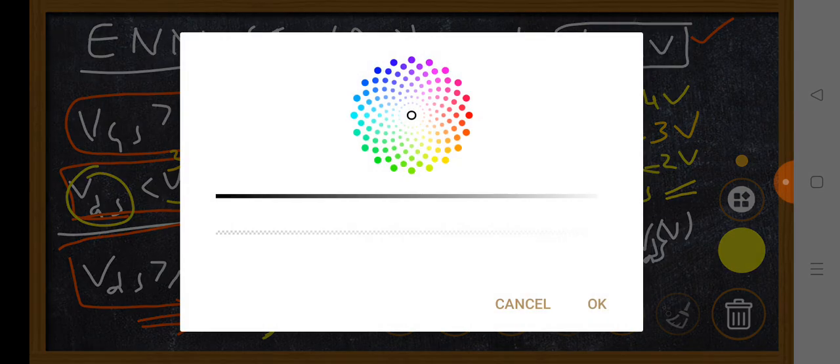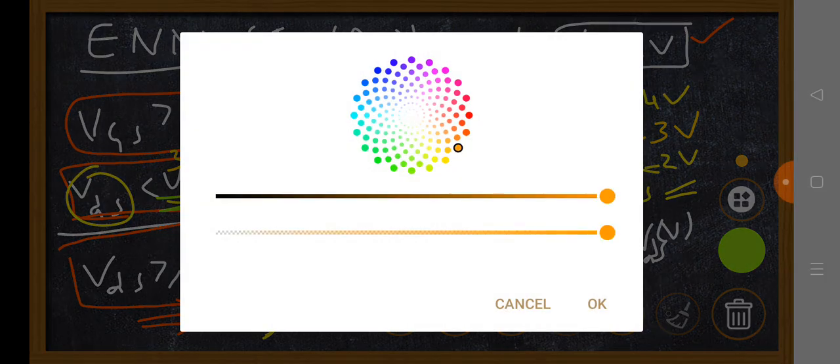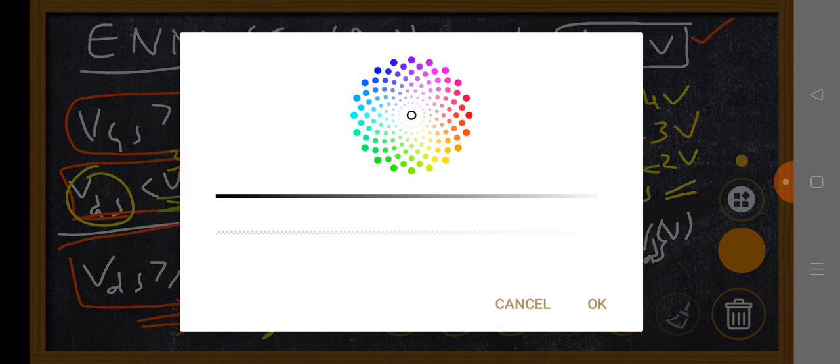3 volts. Now, if you observe the characteristics, the current is going to increase up to this voltage. Why? Because according to the condition, VDS should be less than VGS minus VT. Therefore, up to this point the current is going to increase. From there onwards, it will stay constant. I hope you are clear. In this fashion, you can talk about the characteristics of the NMOS enhancement mode transistor.